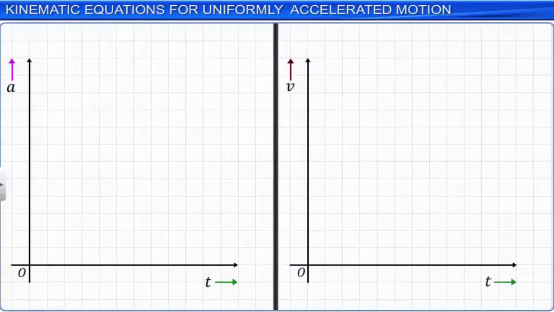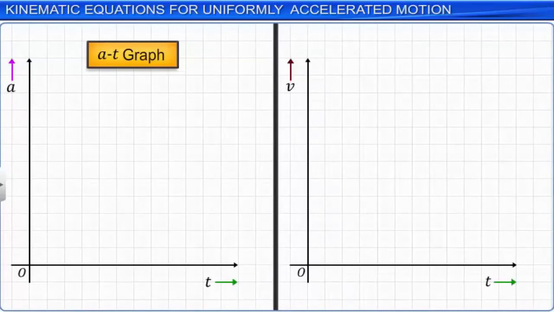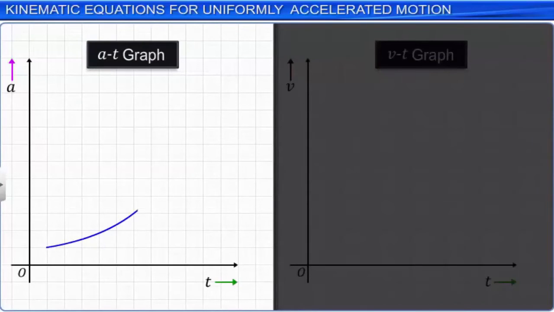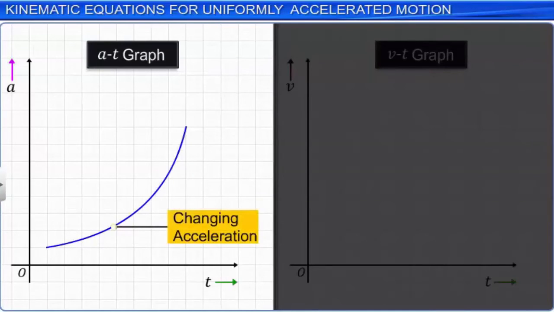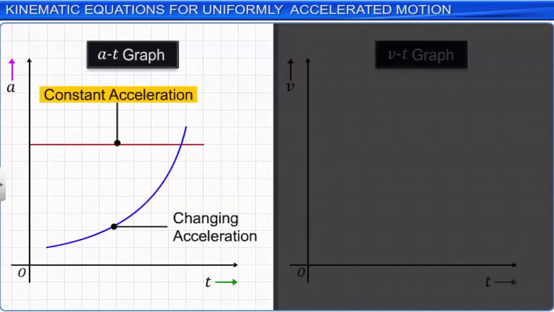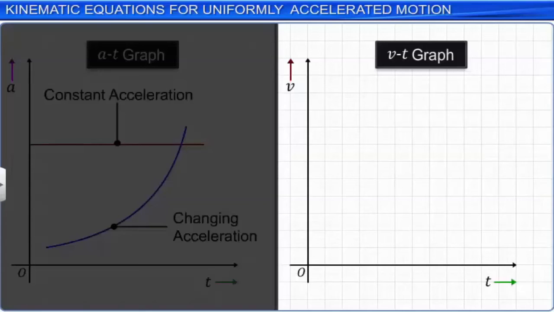Before deriving the kinematic equations, we have to learn about a-t and v-t graphs. You know that acceleration can change with time and the position of the body. Here, we will deal with bodies moving with constant acceleration. VT graphs help us understand the given problems a little more clearly and solve them easily. Let us look at one interesting aspect of the VT graph.